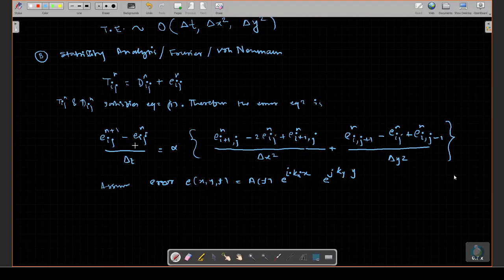So you can assume a solution of this type. So what do you get? E_ij^(n+1) will be equal to the amplitude at the n+1 time level, and all the other terms will be e^(iκ...). They are ij, so they won't change. ij means x is now i Δx. This i is different and this iota is different.